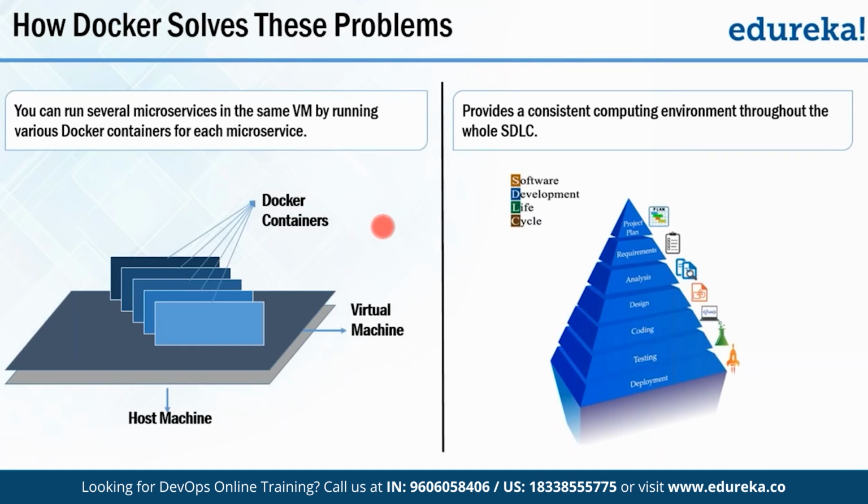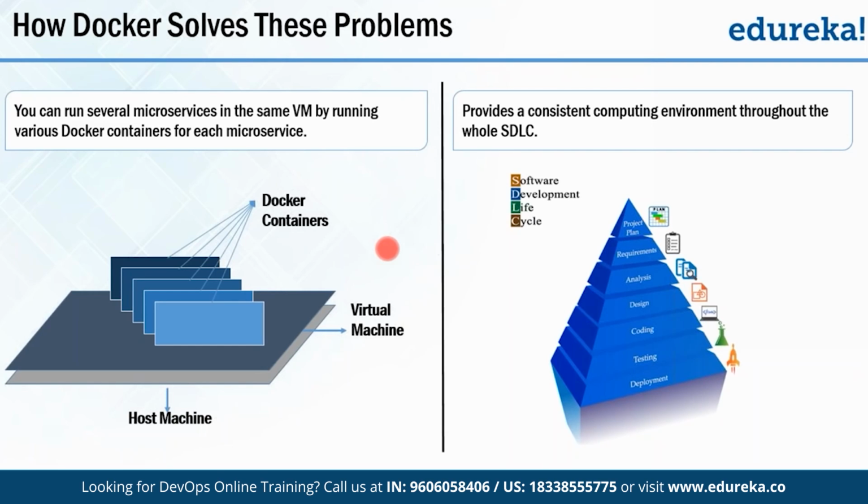So let us first discuss the implementation of the microservice problem that we just saw. What is happening here is there's a host machine, and on top of that host machine, there's a virtual machine. And on top of that virtual machine, there are multiple Docker containers, and each of these Docker containers contains the dependencies for one microservice. So you must be thinking, what is the difference here?